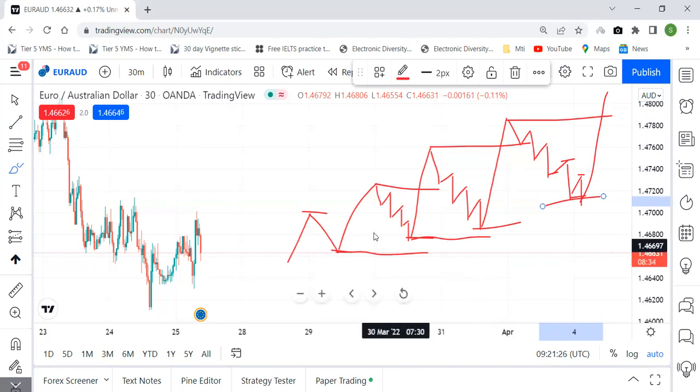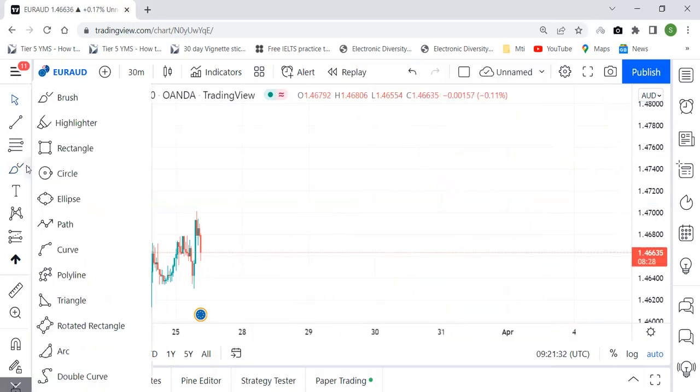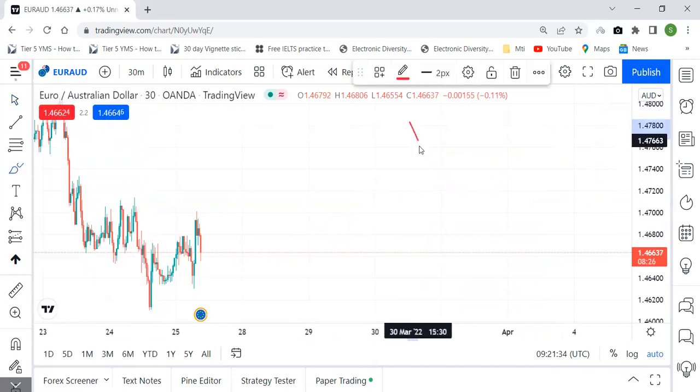So I'm going to make a few examples also for a market in a downtrend. We know that when the market is in a downtrend, the market is making lower highs and lower lows. So this is how to identify a market in a downtrend. The same rules apply in a downtrend. This is going to be our support. This is going to be our resistance.